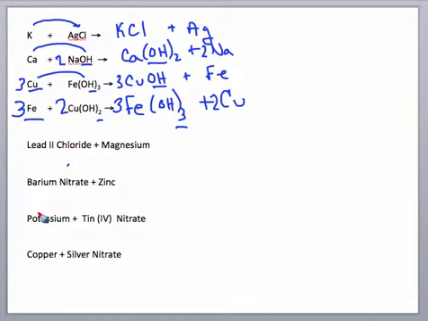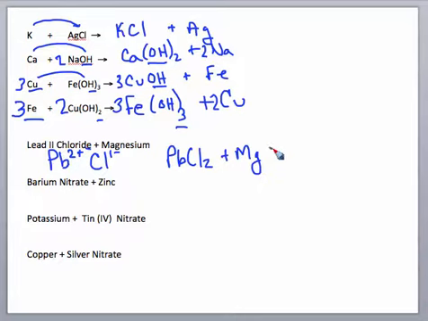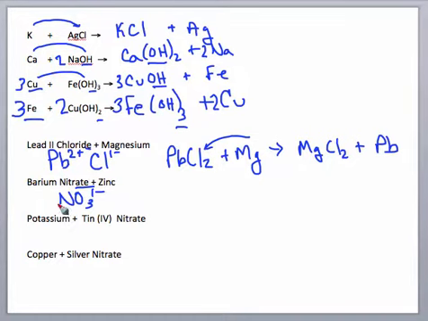Alright, now let's write some formulas. So we look here, lead 2 means lead with a 2 plus charge. Chloride, IDE ending, so when we crisscross it would be lead Cl2. Magnesium, just magnesium. Magnesium will form a compound with chloride, so MgCl2, and lead gets kicked out on its own, and everything balances.